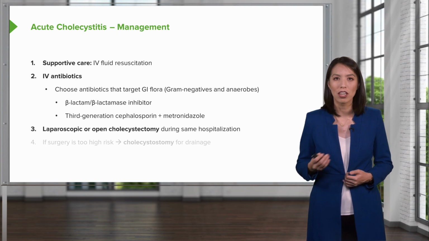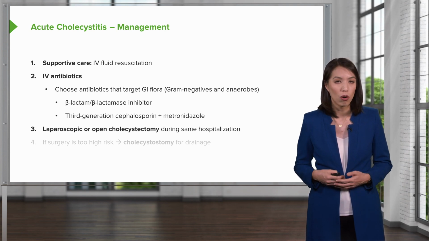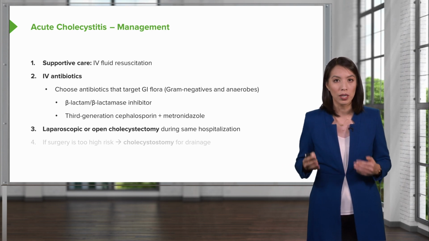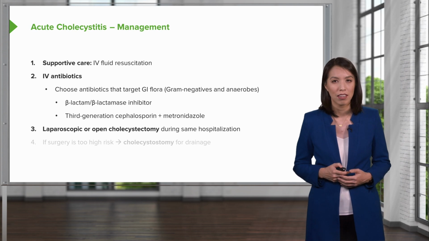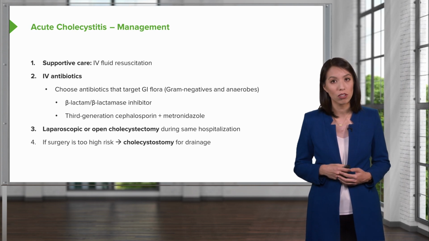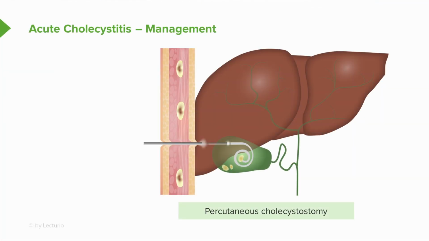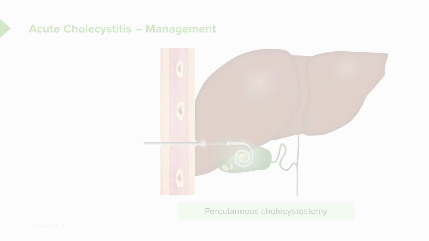Next, the patient should undergo a laparoscopic or an open cholecystectomy, so removal of the gallbladder, during that same hospital stay. If the risk of surgery is too high, you may also do a cholecystostomy drain. This is shown here on the right. So this involves inserting a needle and then a catheter to drain directly from the skin into the gallbladder.